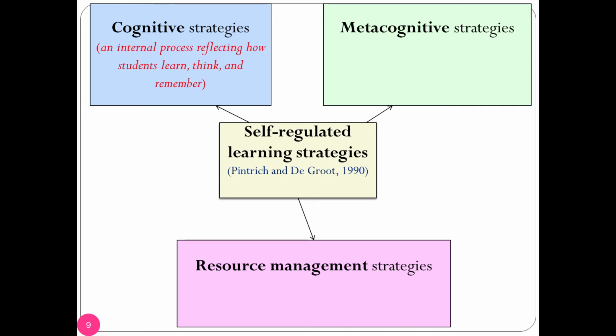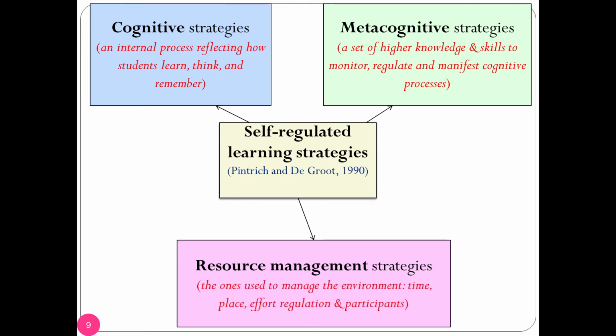Cognitive strategies are an internal process reflecting how students learn, think, and remember in their learning process. Metacognitive strategies are a set of higher knowledge and skills to monitor, regulate, and manifest cognitive processes. Resource management strategies are the ones used to manage the environment, such as time, place, efforts regulation, and related participations.